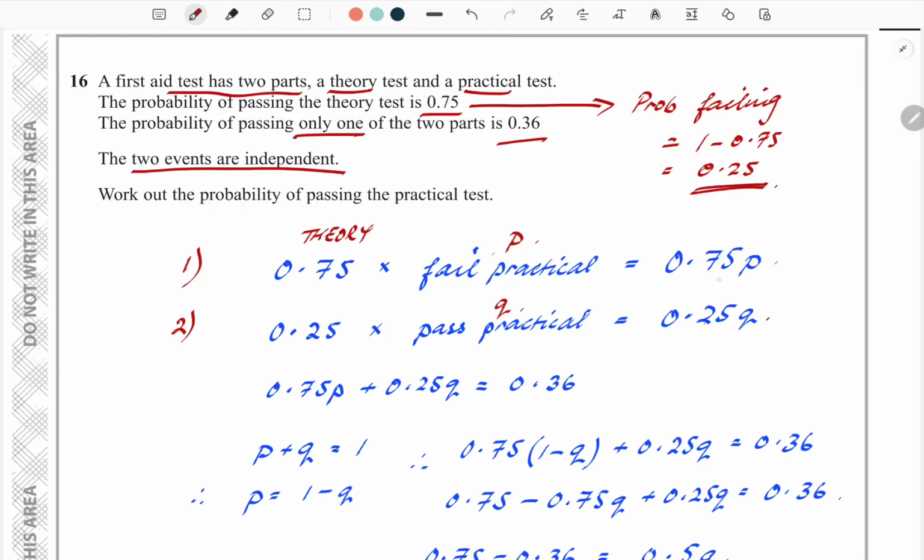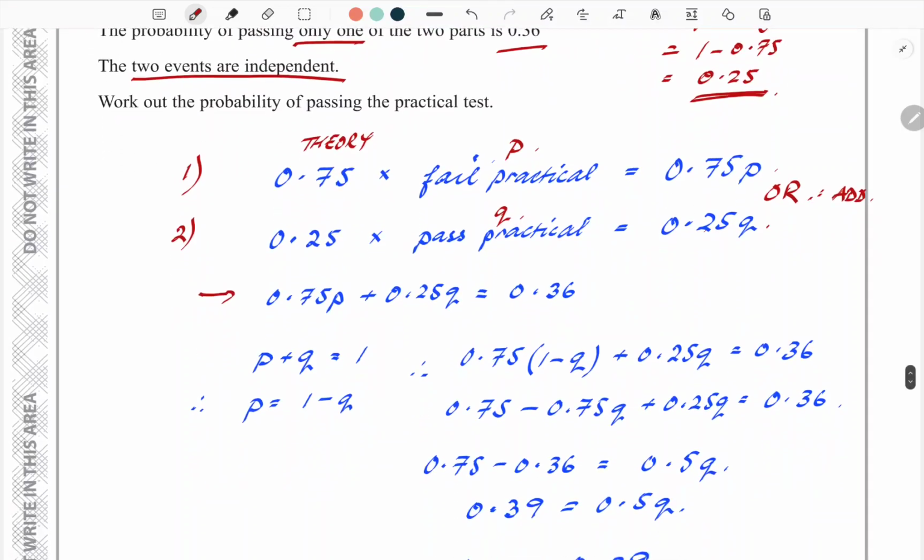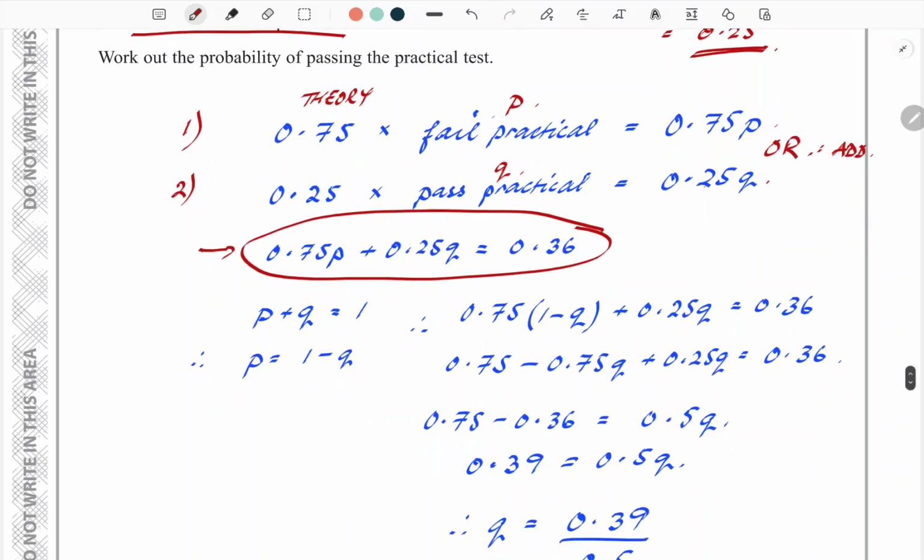So we know that those two, because it's either this or that, you have to add them. So that means add. So 0.75p plus 0.25q equals 0.36. That's the important statement that you need to construct before you can actually do the question.